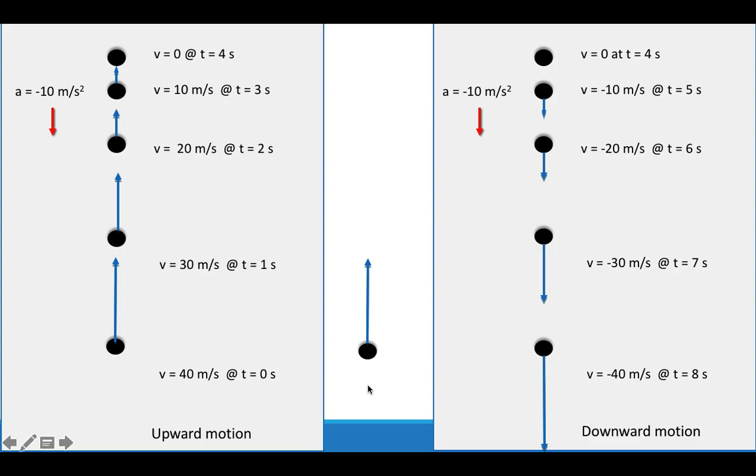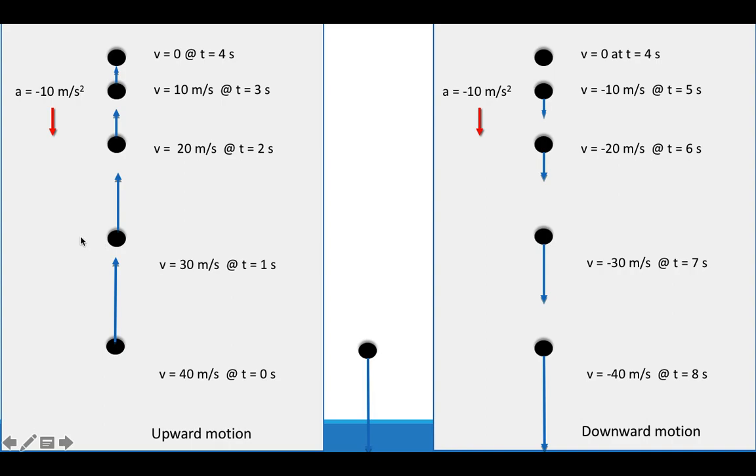So this is animated, so this is where it starts, and then after 1 second, 2 seconds, 3 seconds, then it reaches the top, then it falls back down, 5 seconds, 6 seconds, 7 seconds, and 8 seconds. So one of the things that I wanted to show with this picture is some of the symmetry in the motion between the motion going up and the motion going down.